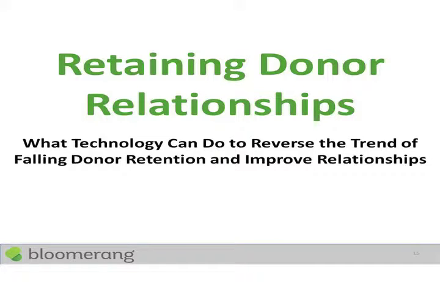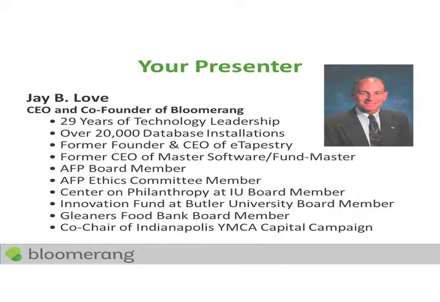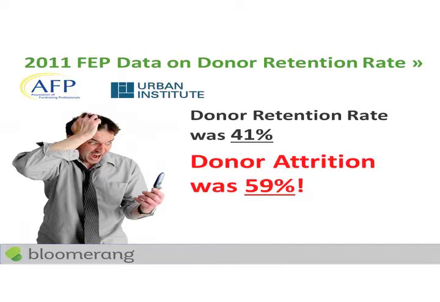Jump right in. And, yeah, we will build upon all of the information you said there and talk about what technology can do to reverse the trend of falling donor retention and improving relationships in total. And I'm going to share some stats here in just a minute that are slightly worse than what Sandy had. Some of the retention levels were actually a little bit worse than what she was talking about there, and mine's based upon the study that's been done the last 5 or 6 years by the Association of Fundraising Professionals and the Urban Institute out of Washington, D.C., and the donor retention rate there was 41%, which meant that the attrition rate was nearly 60%.